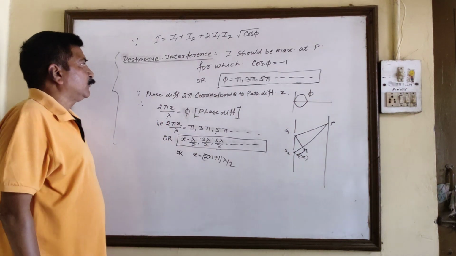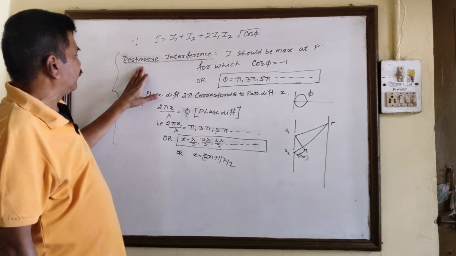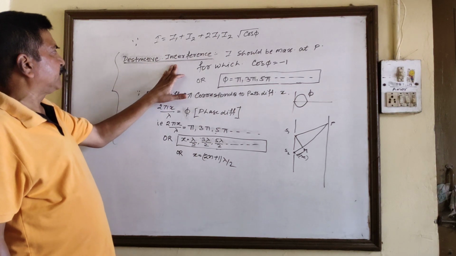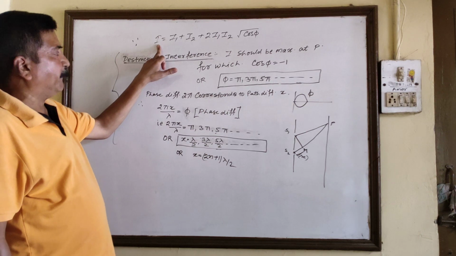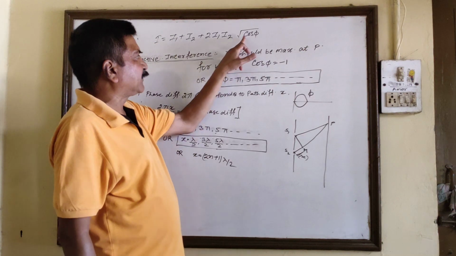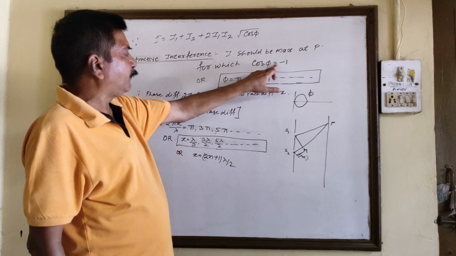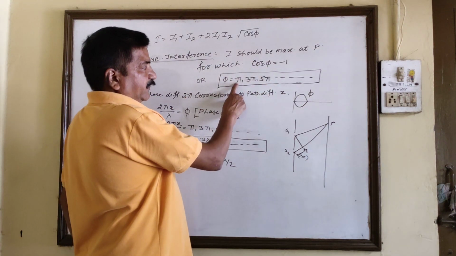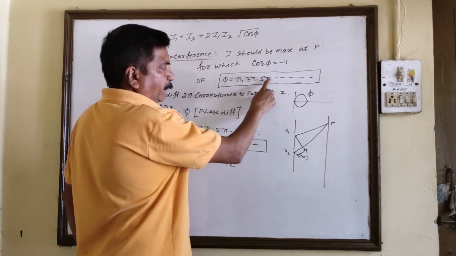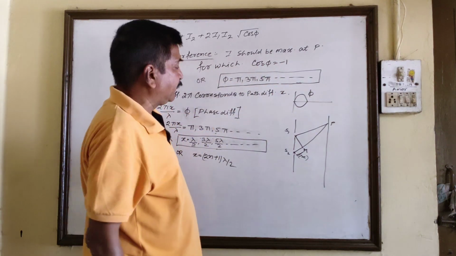Now we will discuss the destructive interference. For the destructive interference, the value of I should be minimum, and for I to be minimum, it is necessary that cos phi should be equal to -1, and the value of phi is pi, 3 pi, 5 pi, odd multiples of pi. You will know that the value of cos phi will be equal to -1.